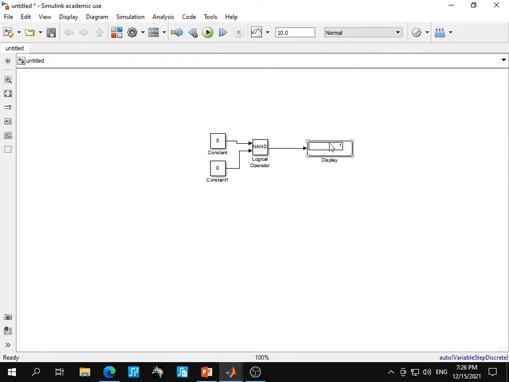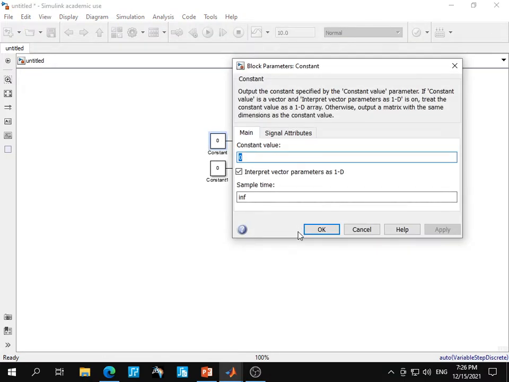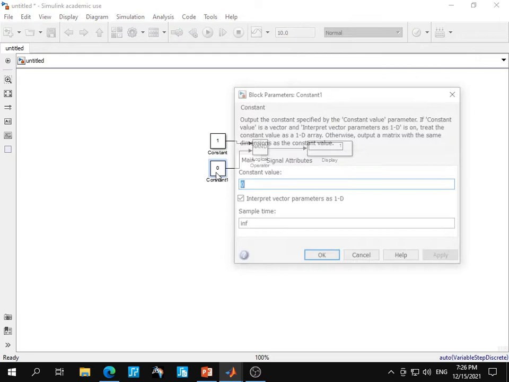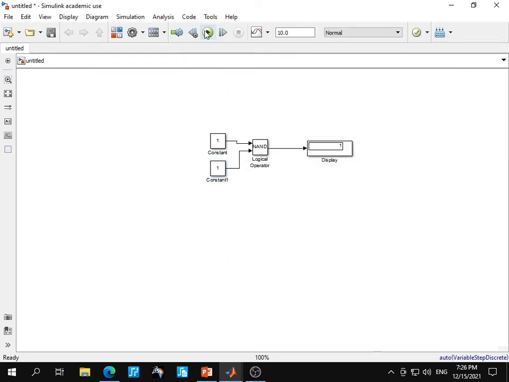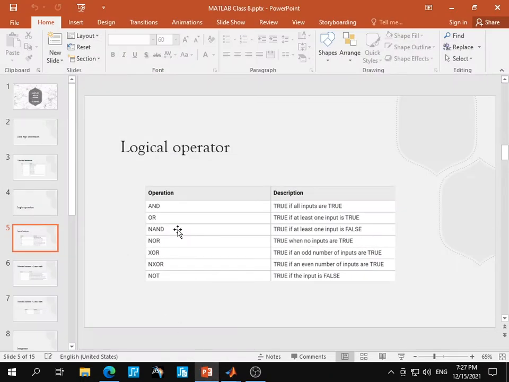Returns true if one of them is false. And so return false if both of them are true. And the rest you can just take a look at for yourself.